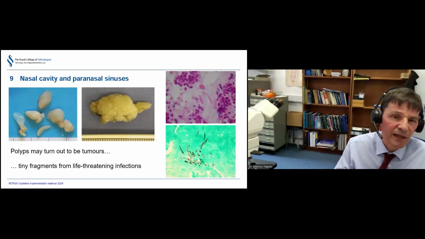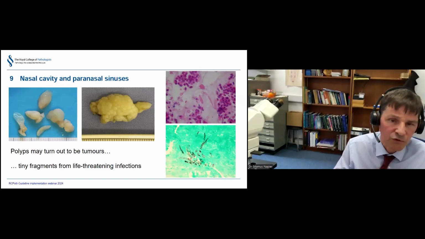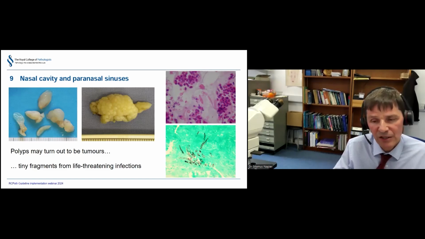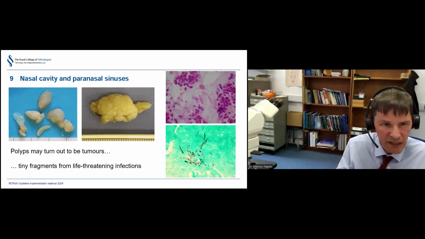Within the nasal cavity, we usually get polyps. The question might be, is this a tumor? Usually transitional cell papillomas, but of course a wide variety of different tumors can occur within the nasal cavity. Tiny fragments also may turn out to be quite significant in terms of the underlying process. Again, we can have life-threatening infections or vasculitides demonstrated in small samples. So the whole point of the exercise is to get a good H&E in the first instance.